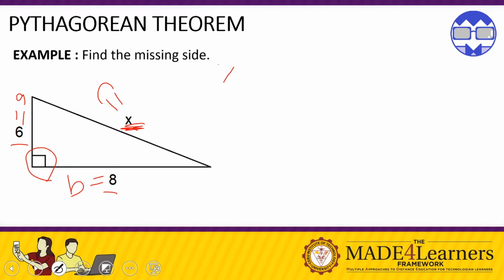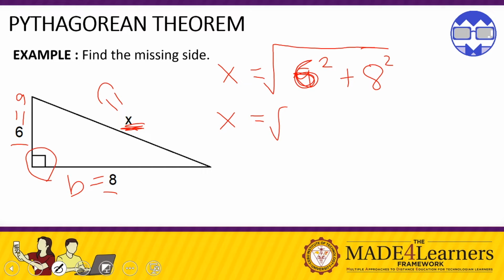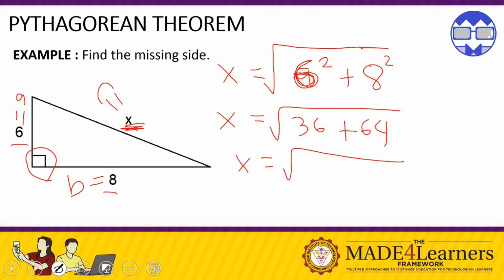So we have X equals the square root of A squared, which is 6 squared, plus B squared, which is 8 squared. Solving this, we have the square root of 36 plus 64, which is the square root of 100, which is 10. We take the principal root, or the positive root, because we're talking about lengths. So X is 10.